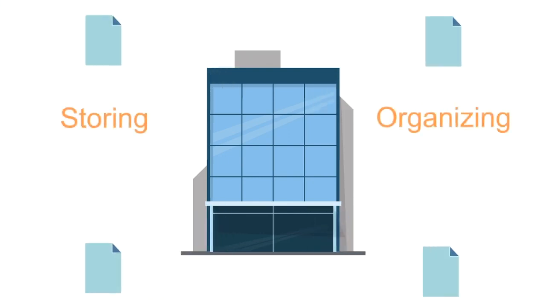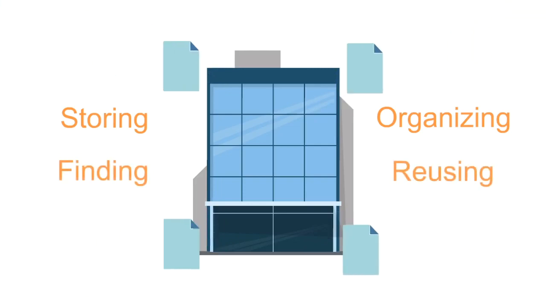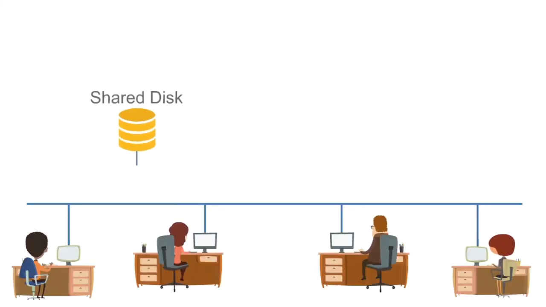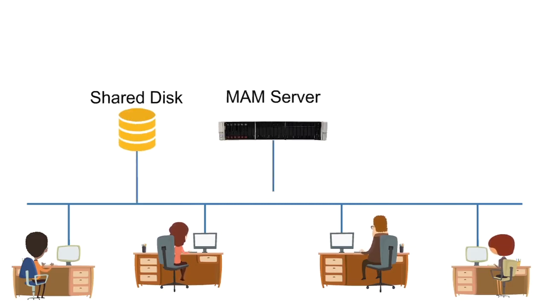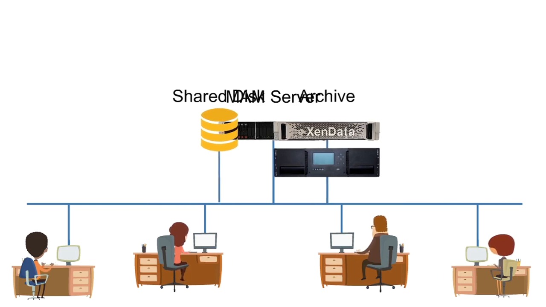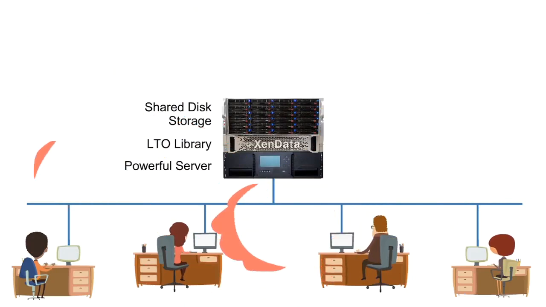For many organizations, the sheer volume of video files creates challenges associated with storing, organizing, finding, and reusing their media assets. The conventional approach is to install shared disk storage, a media asset management server, and an archive server, which brings its own challenges when it comes to getting these components to work harmoniously together. Cinegy Platform 1 from XenData and Cinegy provides an integrated solution that combines all these elements on one powerful server.